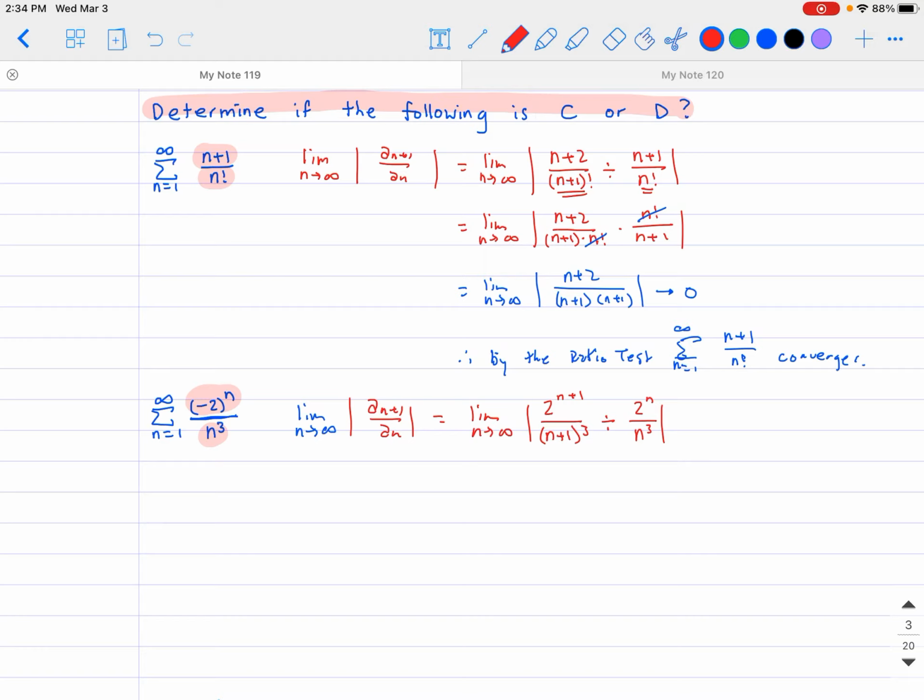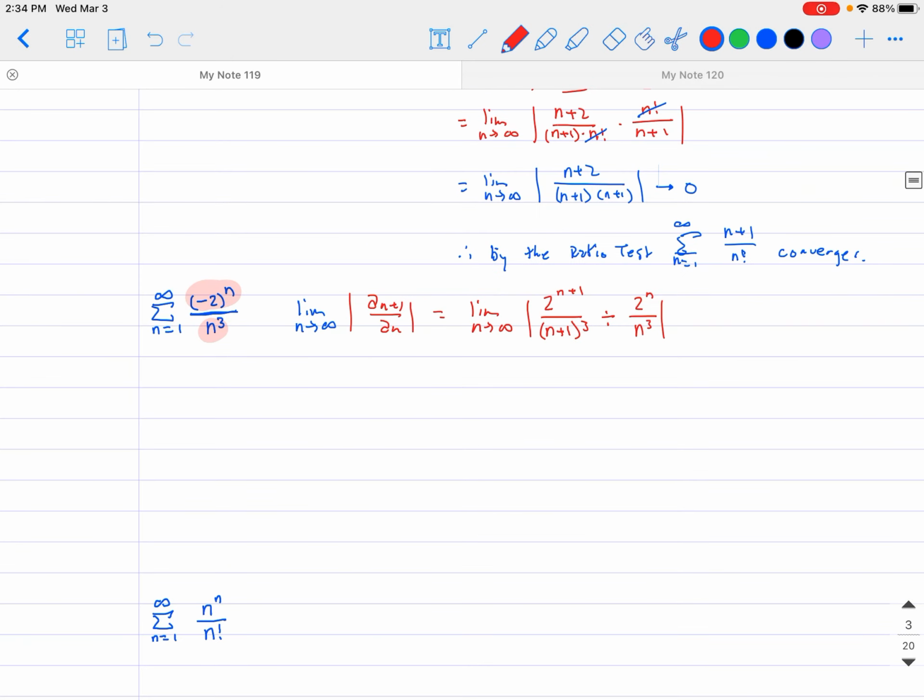We're going to take this and clean it up as much as possible just to see what we can get. So limit as n approaches infinity. The top part, we're going to write as 2 to the n times 2. The bottom part, I can't do too much with. I can multiply it out, but I don't think that's a good idea. And then the second part, we change it to the reciprocal, so multiply by n cubed on the top, divided by 2 to the n on the bottom. The 2 to the n cancel out. So what's left is the limit as n approaches infinity of 2n cubed divided by n plus 1 cubed.